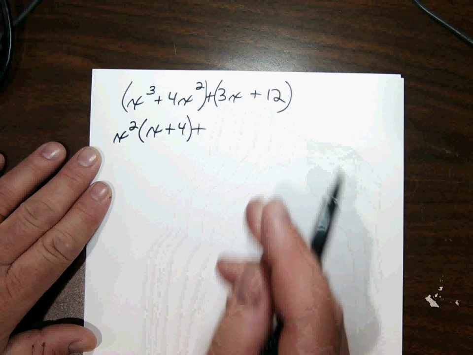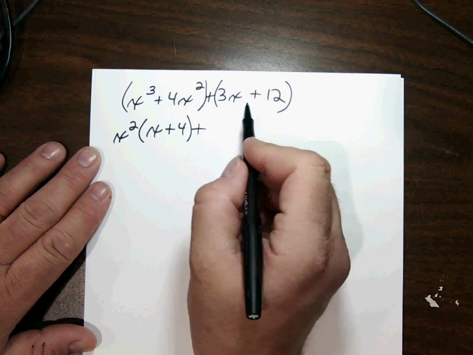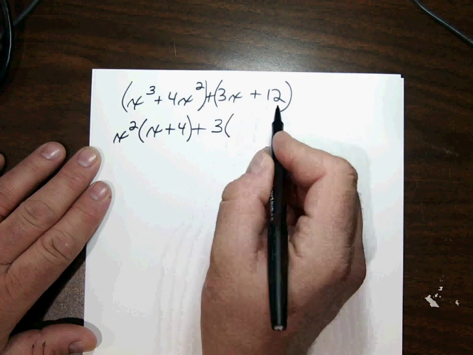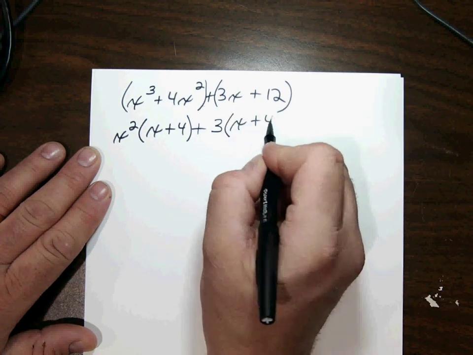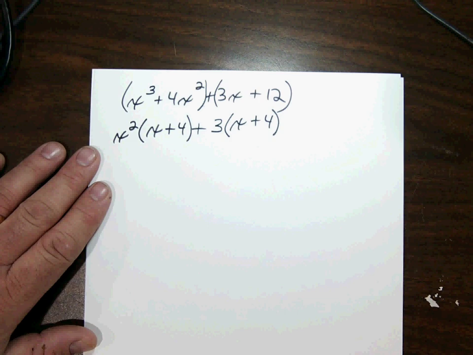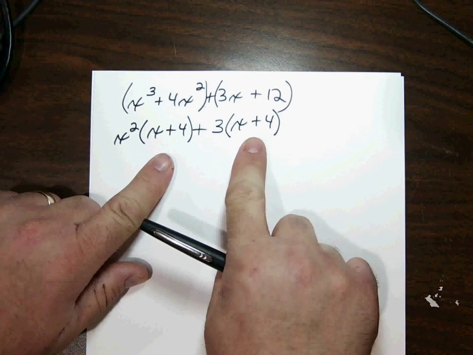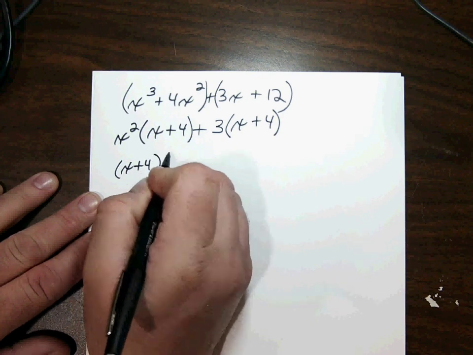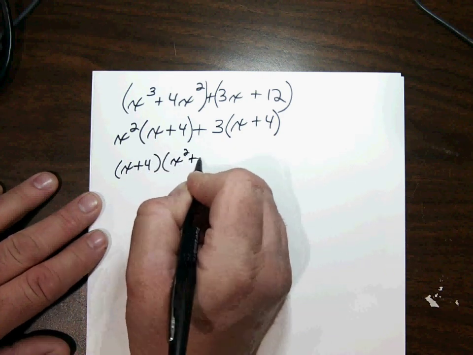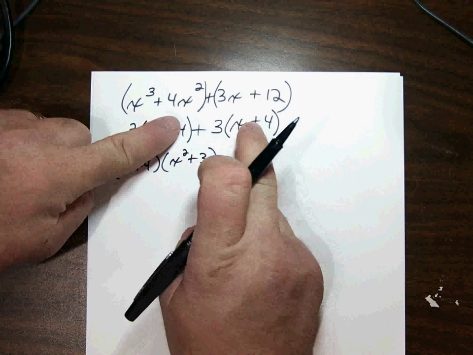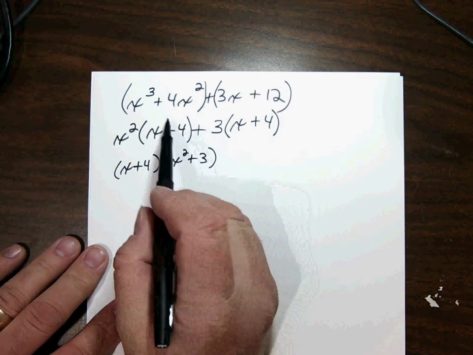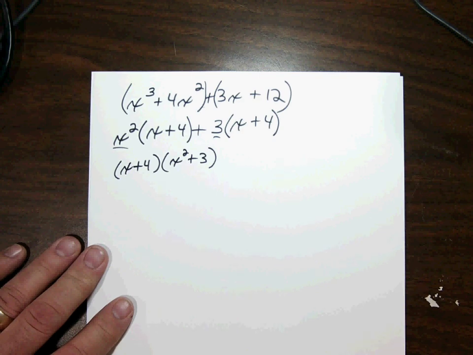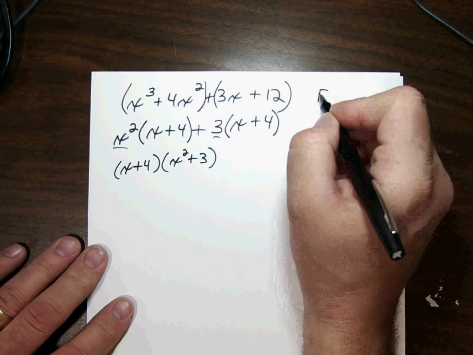Over here, what's common? Well, I got a 3x and I've got a 12, so a 3 would be common. So I'm going to factor out a 3, and what would be left? An x plus 4, and oh, what do you know? Now I've got matching x plus 4s. That can come out. X squared plus 3. Okay? I extract away the x plus 4, just undistributed out of there. The only thing left is x squared plus 3. Okay, that's called factor by grouping.